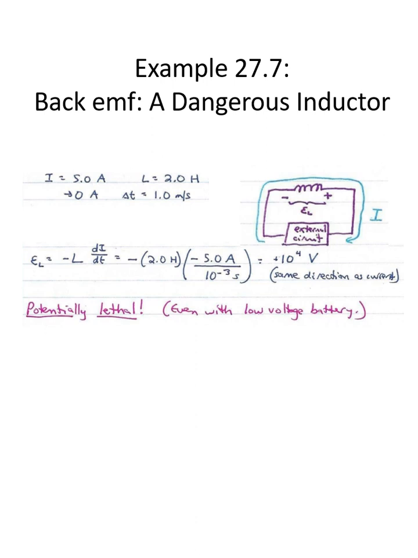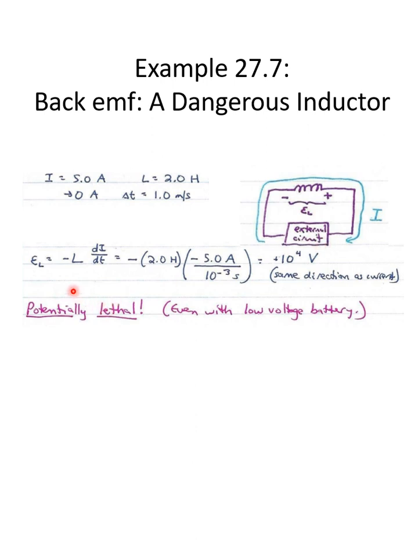Example 27.7, a dangerous inductor. It says a 5 ampere current is flowing in a 2 Henry inductor. The current is then reduced steadily to 0 over 1 millisecond. Find the magnitude and direction of the inductor EMF during this time. So here we have the given information. There's a picture with the inductor and an external circuit down below.